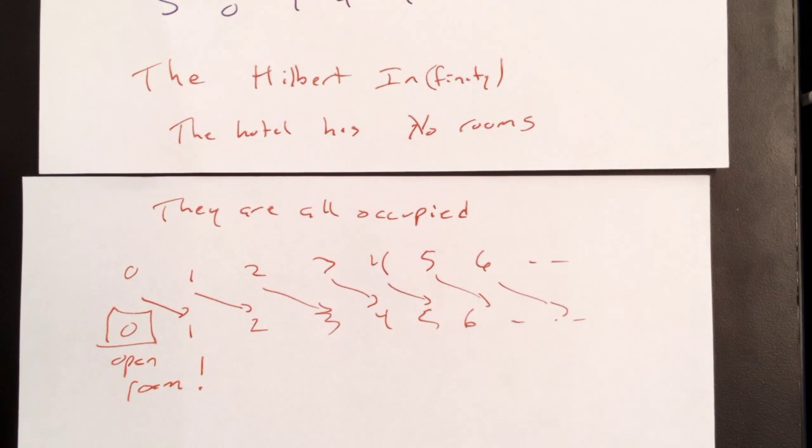All 15 of us show up. Can we all get our own room? You just put the person in room 0 in room 15, and rooms 0 through 14 are all available to us, aren't they? I can fit any number of people you want in this hotel, even though every room is currently full.